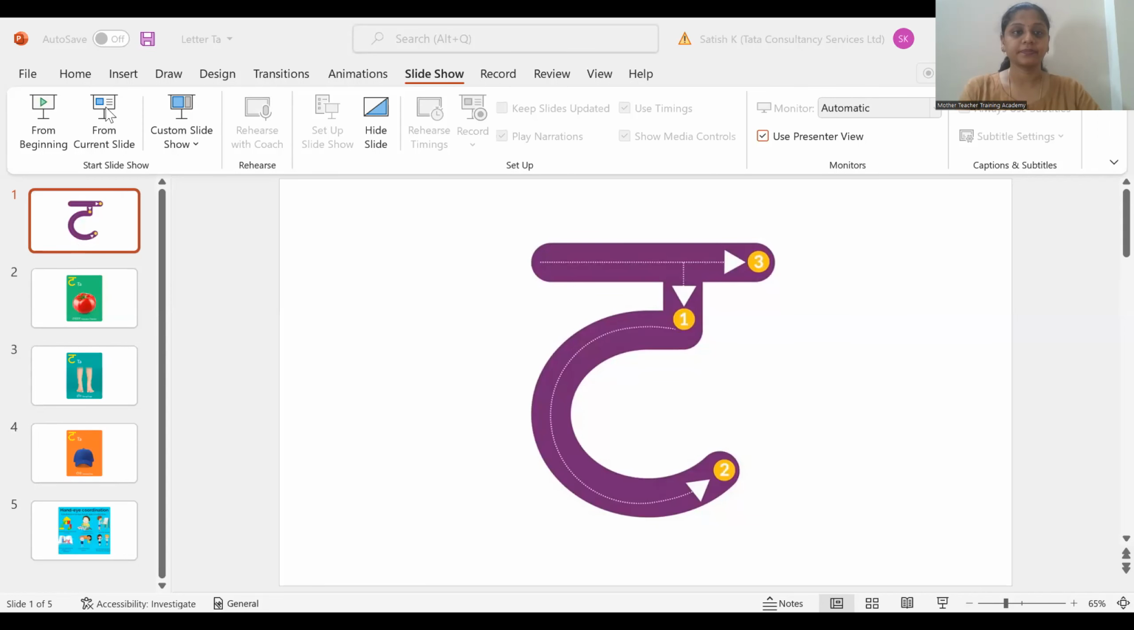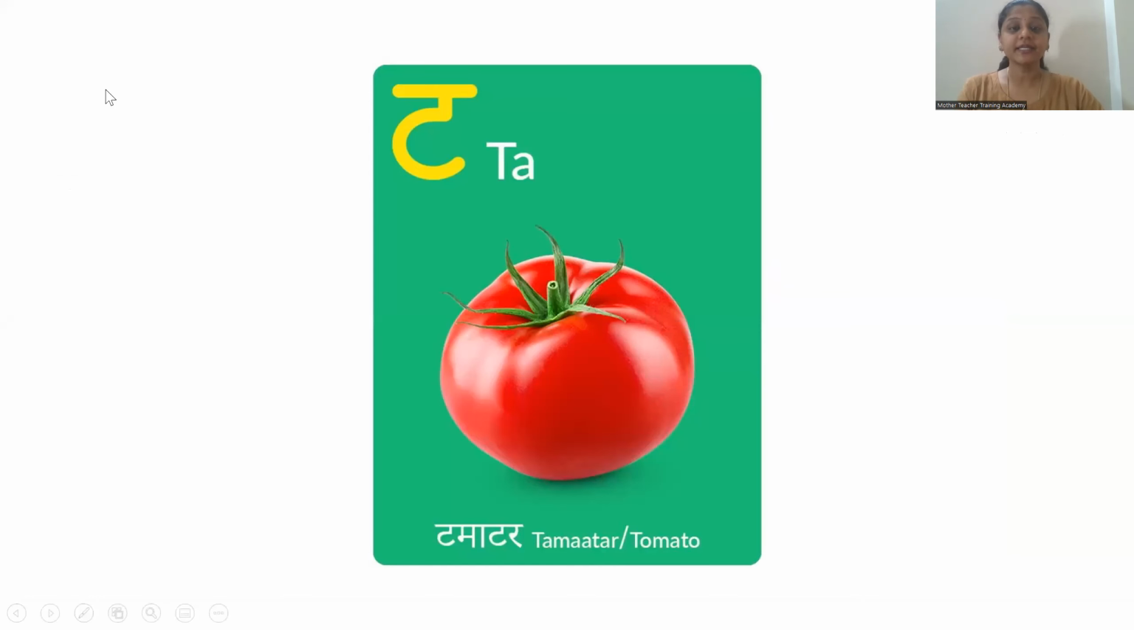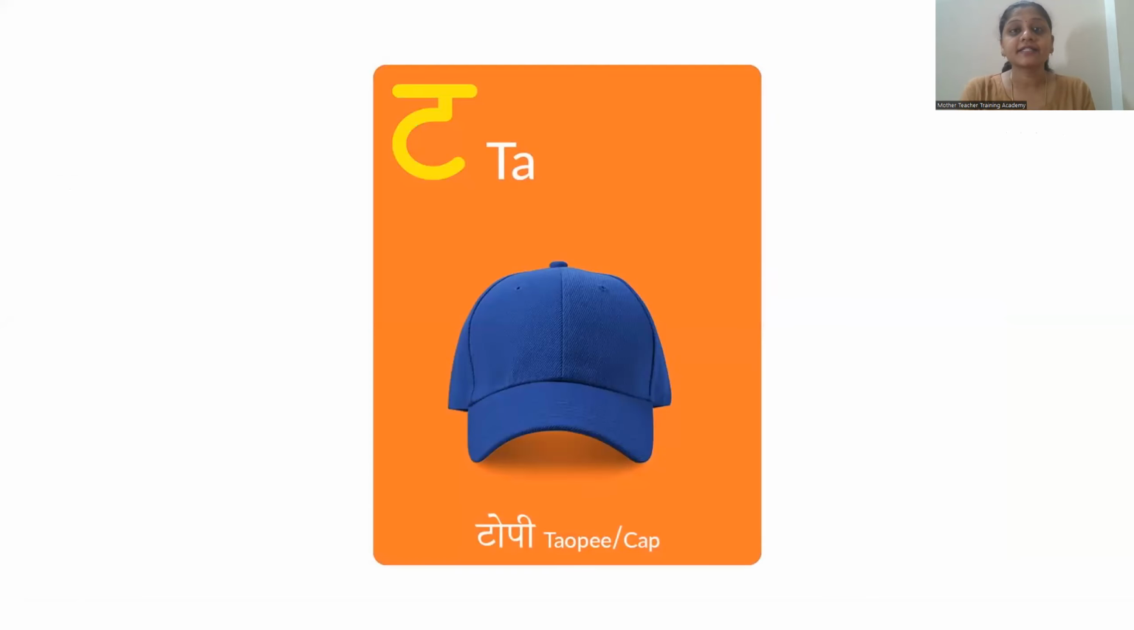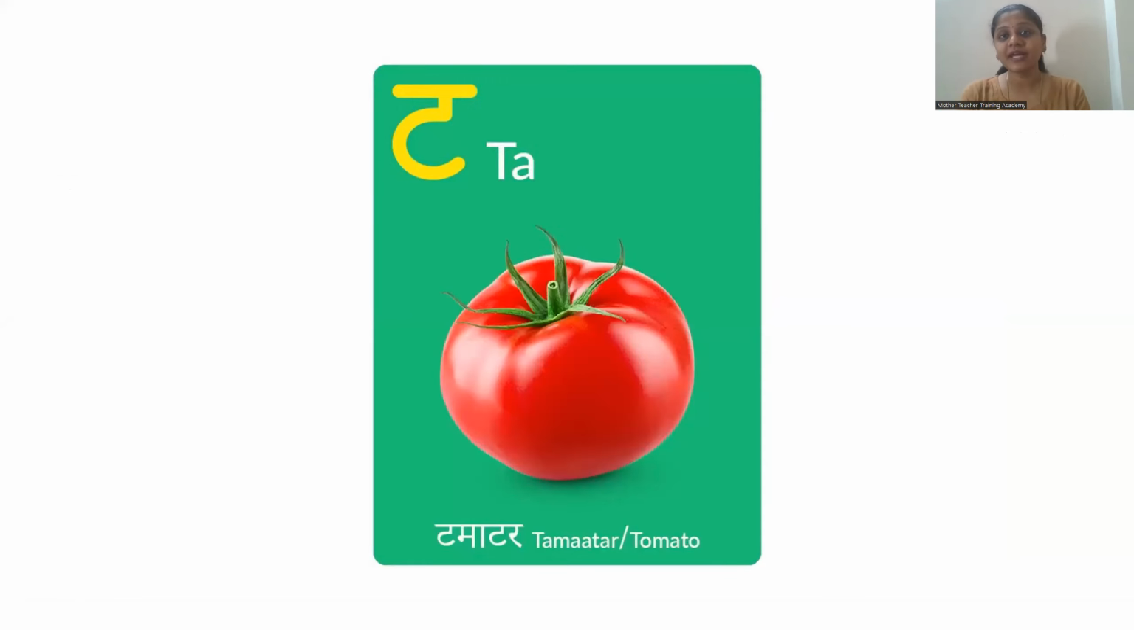So this is T say tomato. Tomato is tomato. Yes, we all know our favorite vegetable, isn't it? Yes. So, T say tomato. T say tongue. Tongue are your legs. Yes. T say tongue. And T say topi. That's our cap. T say topi. So what are the three words we have learned?